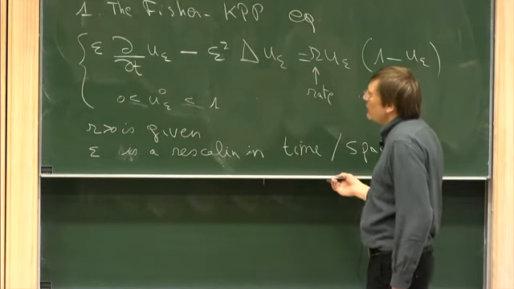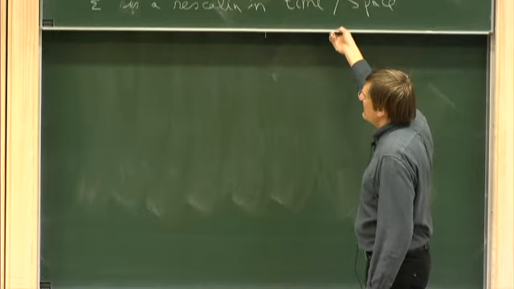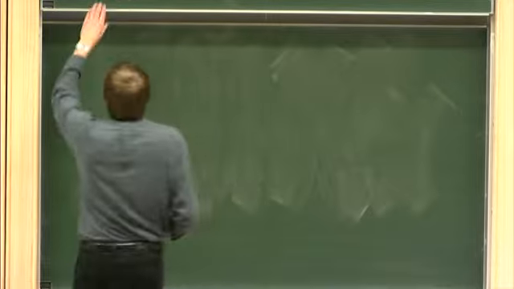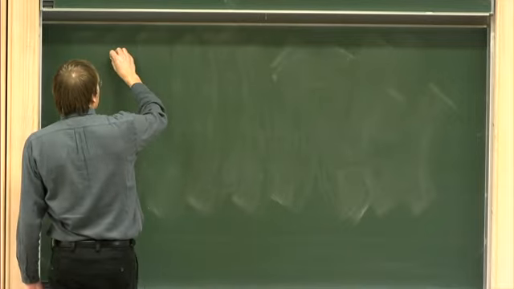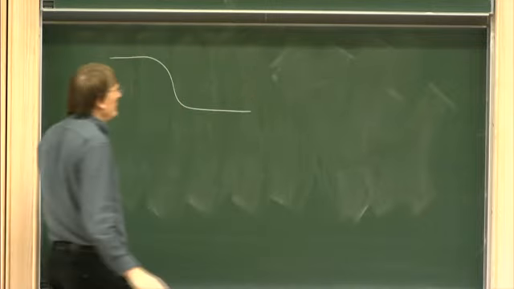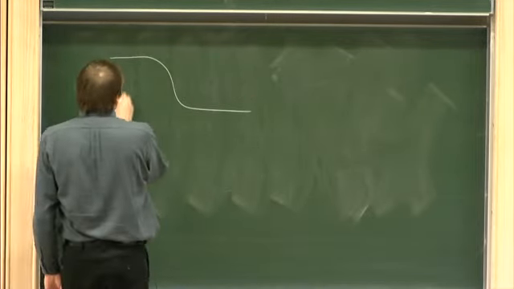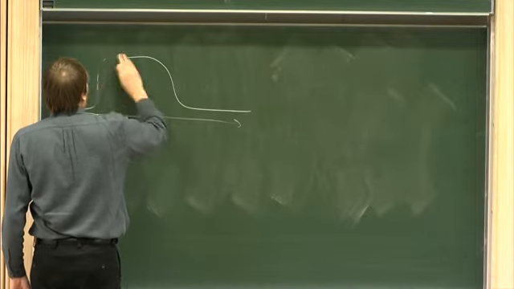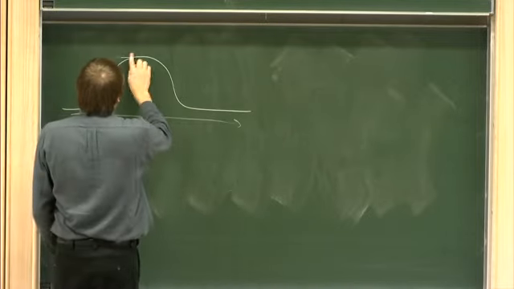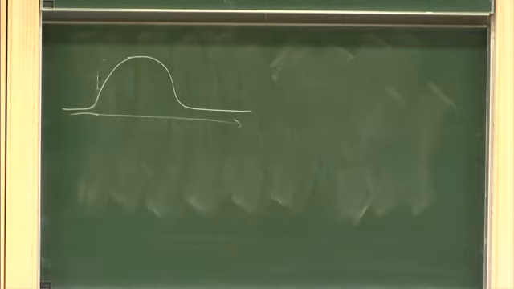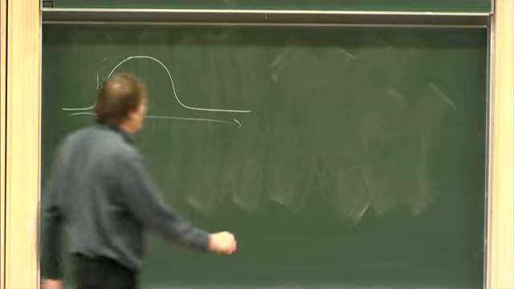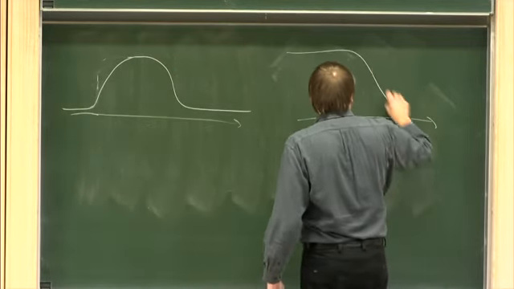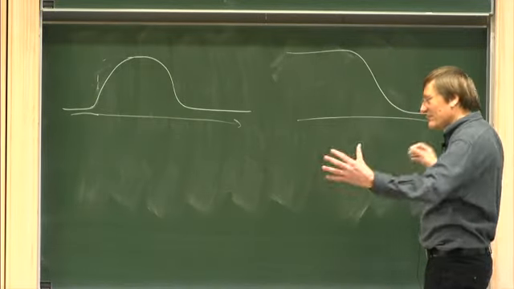So why do you rescale space and time? It is simply because the solution to the Fisher-KPP equation looks like this. u epsilon typically will be like this. It will be smooth. There are two possibilities, for example advancing in both directions, or advancing. Maybe you put the two pictures. This is the advancing front and this is the mountain.